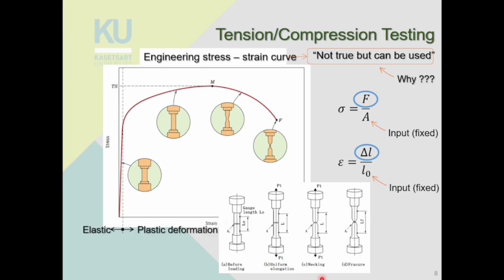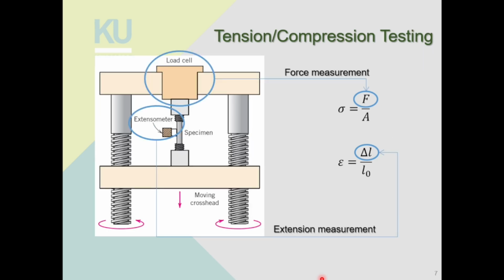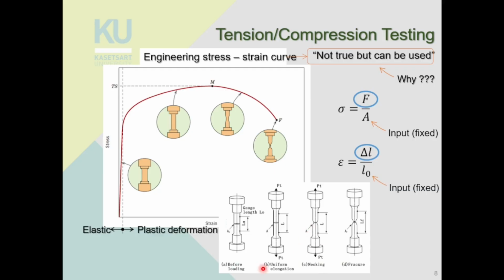But as you can see, the cross-section area changes all the time as you're pulling it. The cross-section area is getting smaller, the specimen is getting thinner, right? So you're not sure what is the cross-section area at a given time. But we know the cross-section area A for a standard sample, right? We know for a standard sample, like in this picture here, that the cross-section area is A0, right?